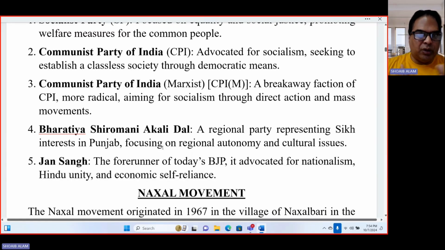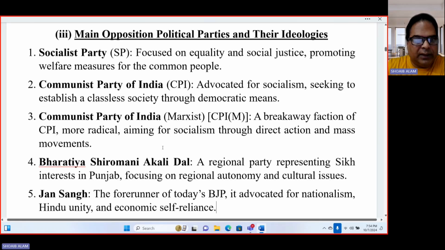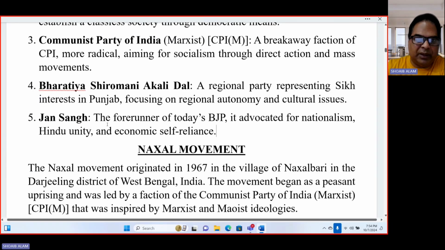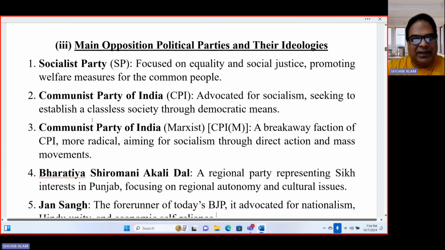The Shiromani Akali Dal is there even today. The Communist Party is also there. And Jan Sangh is now known as BJP. This is all about the main opposition political parties and their ideologies.